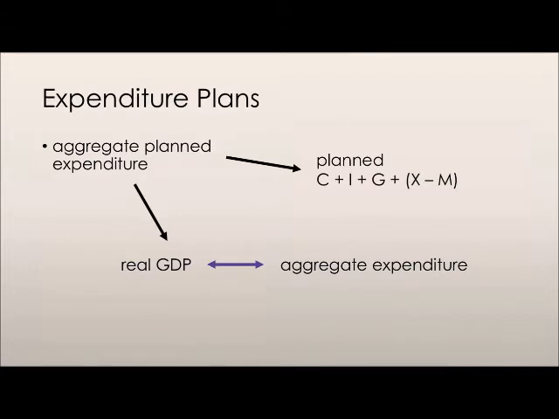There's a two-way link between aggregate expenditure and real GDP. An increase in real GDP will increase aggregate expenditure, and an increase in aggregate expenditure will increase real GDP. So it works both ways. An increase in one will lead to the increase in the other.